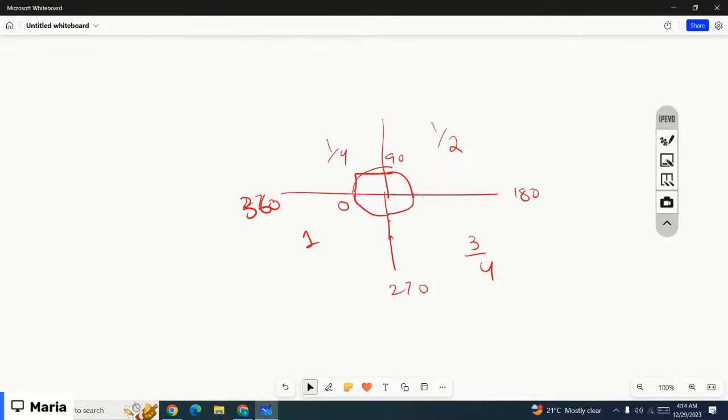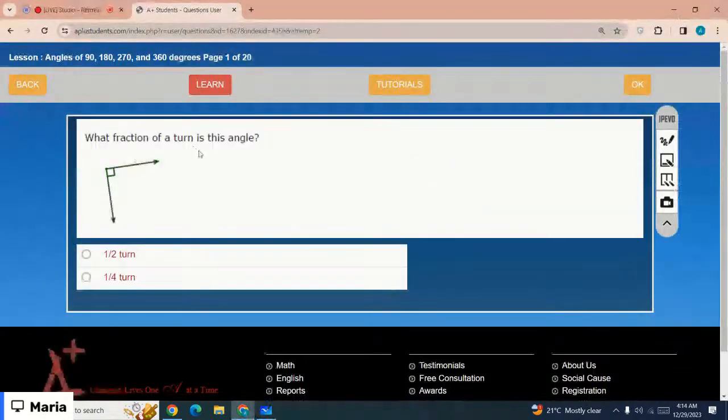Got it? So if you are given just like this, this is 1/4 turn. From here to here, that is 180 turn. Then from here to here, 3/4 turn, and then you have one complete turn, right? So just start with what fraction of the turn is the angle. You are given 90 degrees, a right angle, right? So that means that is 1/4 turn, right? The correct option is 1/4 it is. Got it?